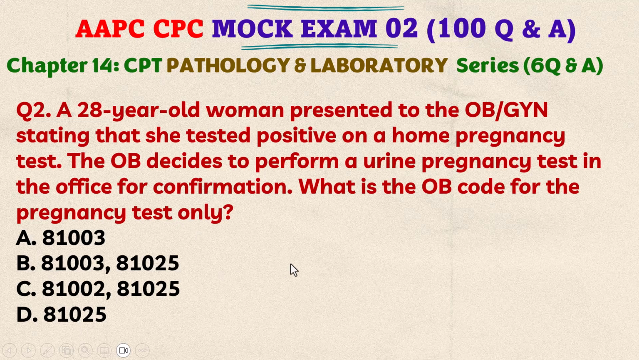Take your CPT code book and find the answer. So here you have to highlight the woman already tested positive on a home pregnancy test, in the office urine pregnancy test for confirmation. So when you look at the answers, all answers are adjacent codes. So you can use the elimination method to find the answer.